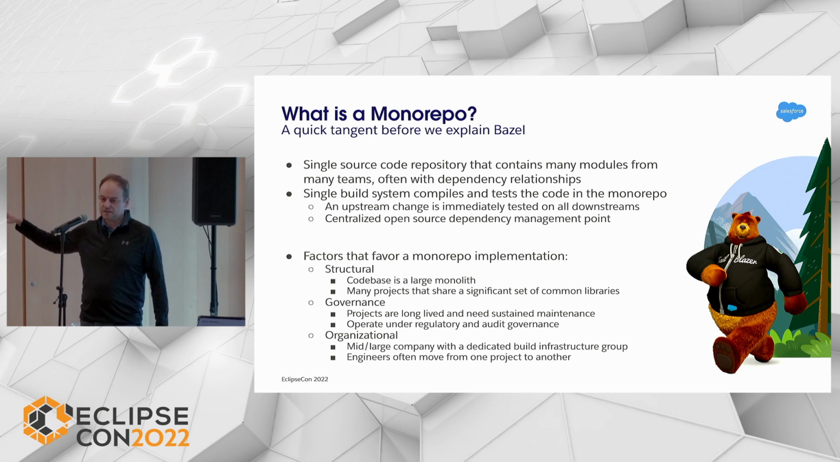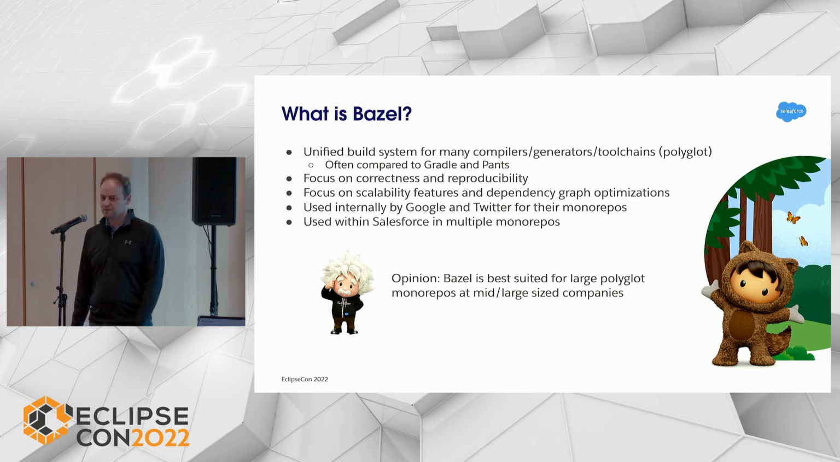There are different factors that would encourage you to go with a monorepo approach. Since this isn't really a monorepo talk, I'm not going to go through those, but come talk to me afterwards if you're thinking it might be a good architecture for you. And the reason I bring that up is because Bazel mostly is seen in the context of monorepos, not always, but that's typically where you see it.